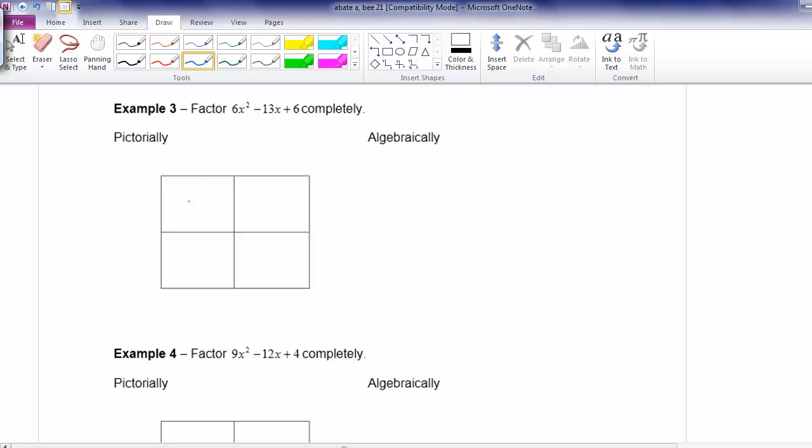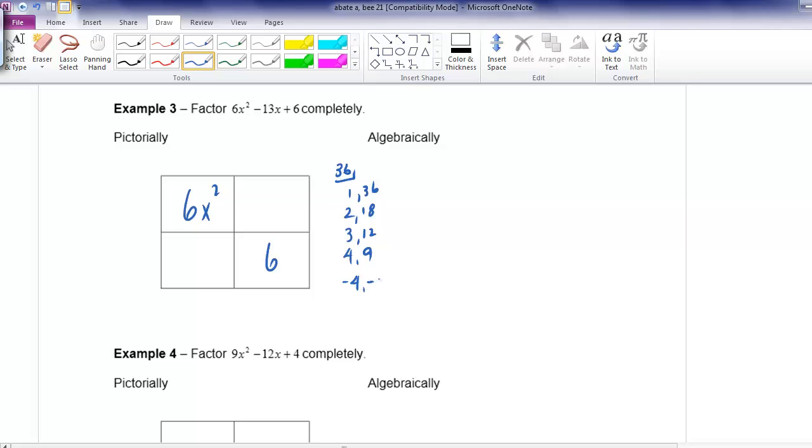If I were going to do this pictorially, the first thing I could do is I want to be consistent, as I've done before. And what I want to know is, what are the factors of 6 times 6, 36? What are the factors of 36 that add up to negative 13? We have 1 and 36, we have 2 and 18, we have 3 and 12, we have 4 and 9. Now I'm going to stop there because 4 and 9 adds up to 13.